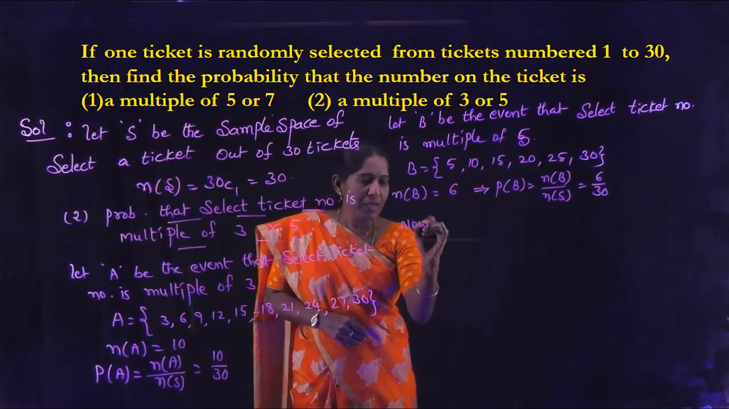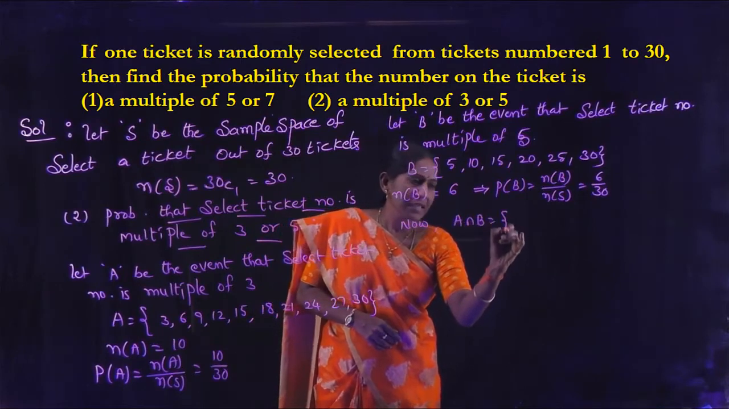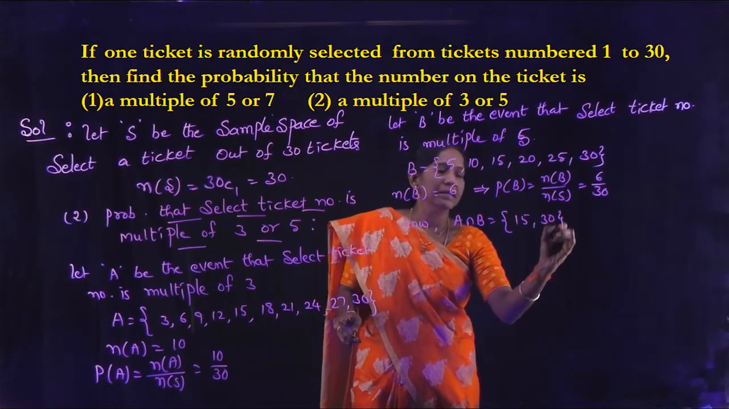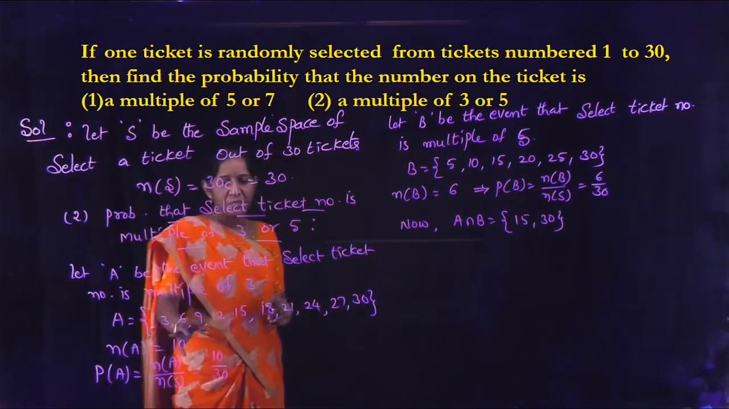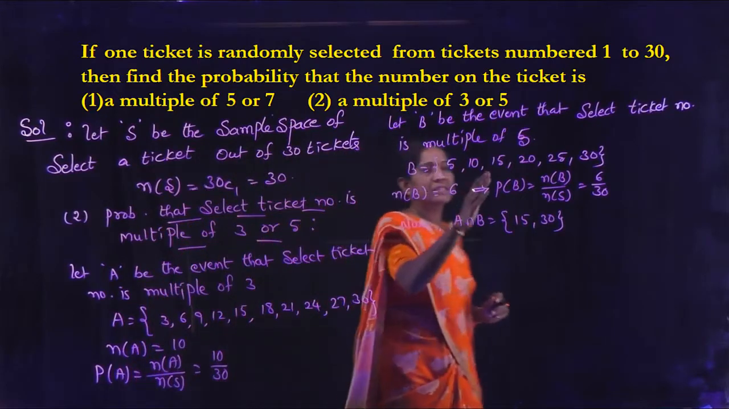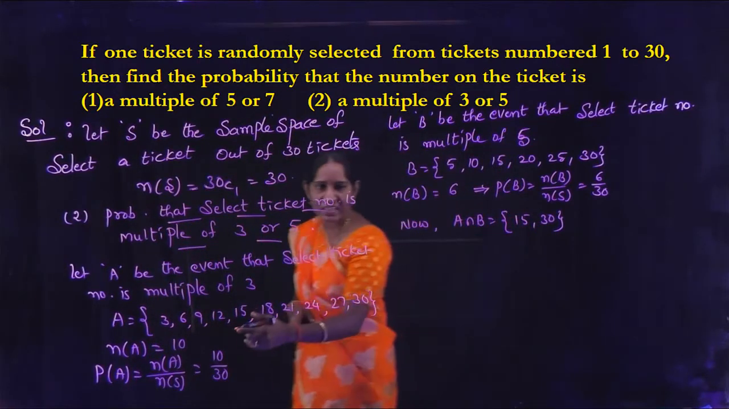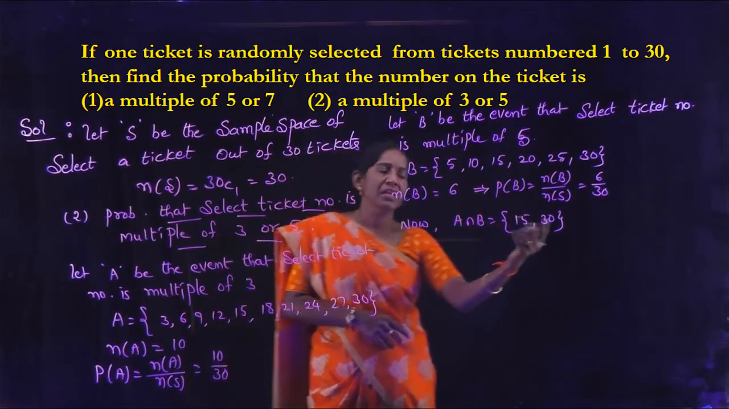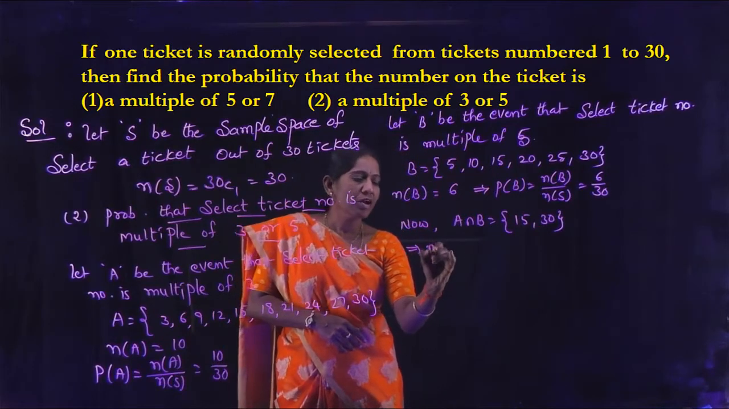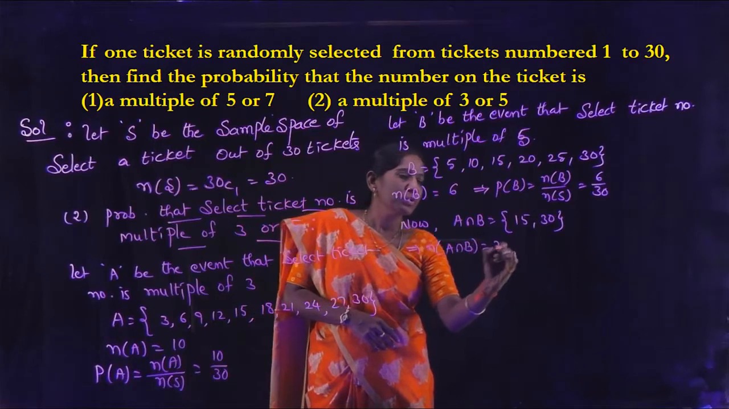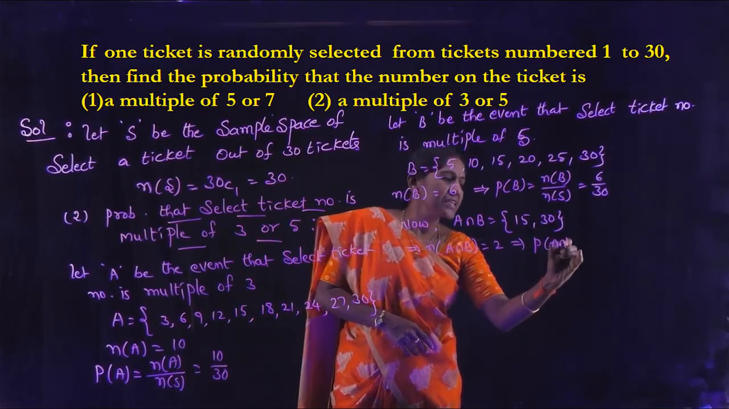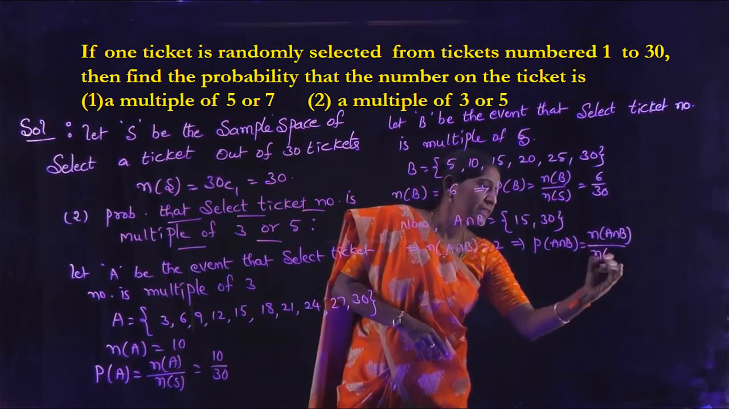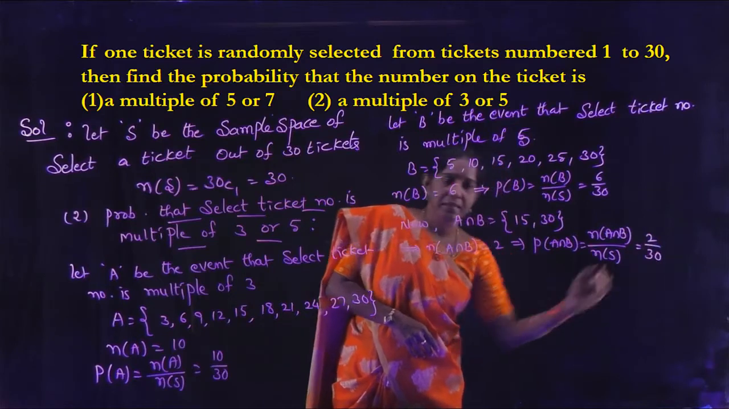Now come to A intersection B here. A intersection B, those are 15 and 30. A is the event of multiples of 3 and B is the event of multiples of 5. So A intersection B is 15, 30. That implies n(A intersection B) equals 2. So P(A intersection B) is n(A intersection B) by n(S), that value is 2 by 30.